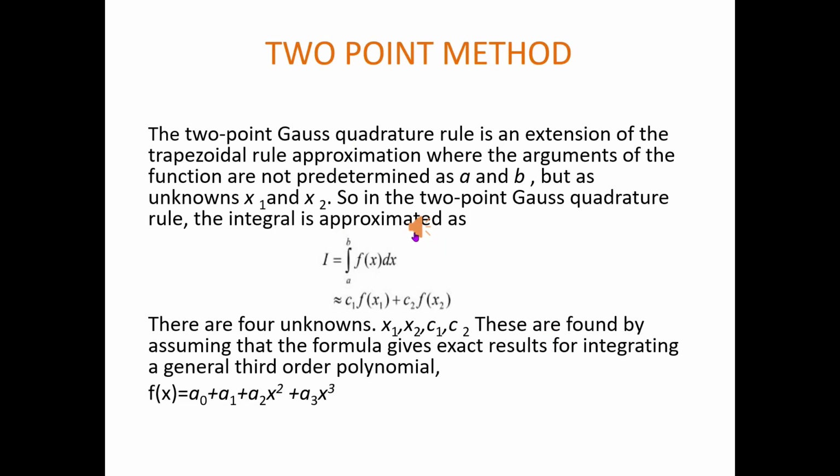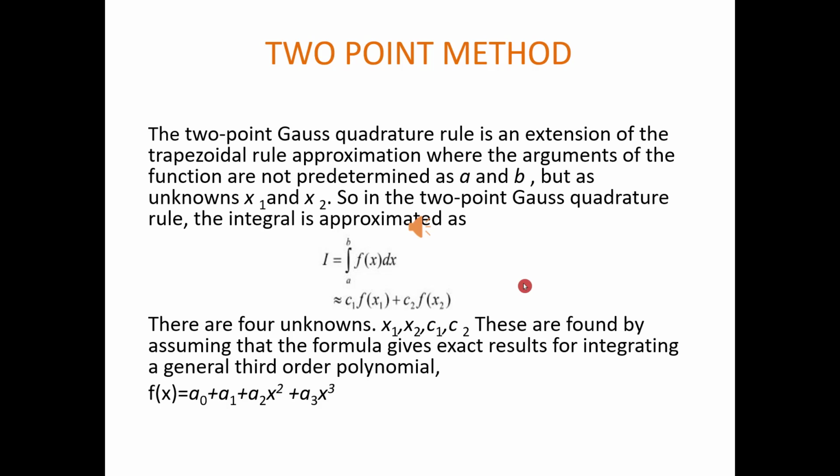So our topic is Gauss quadrature method. We have to study two Gauss quadrature methods, that is Gauss quadrature 2-point method as well as Gauss quadrature 3-point method. We are first dealing with 2-point method. The 2-point Gauss quadrature rule is an extension of trapezoidal rule approximation where the arguments of the function are not predetermined as a and b but as unknowns, that is x1 and x2.